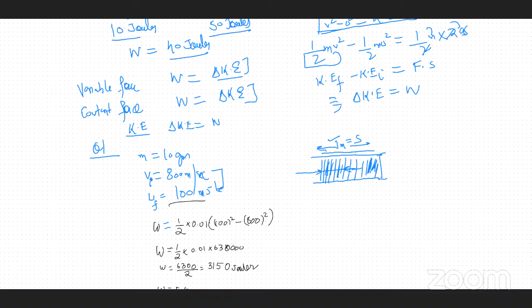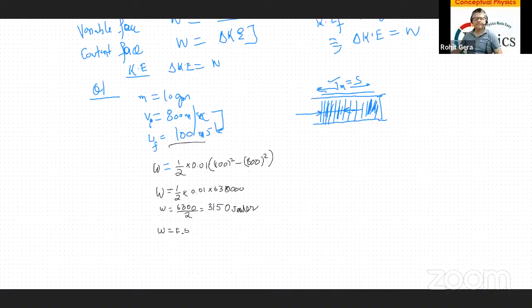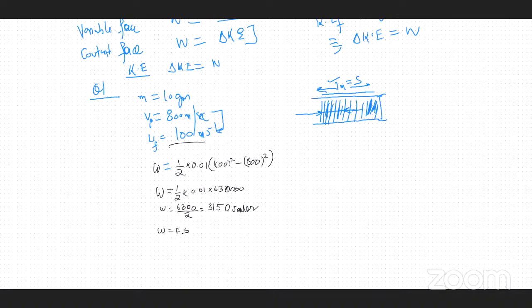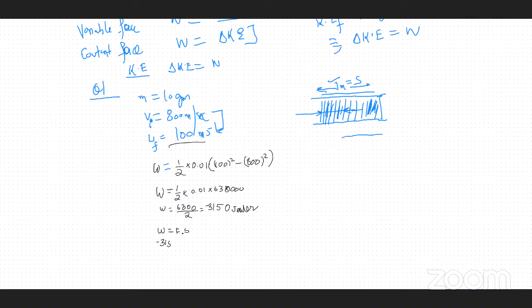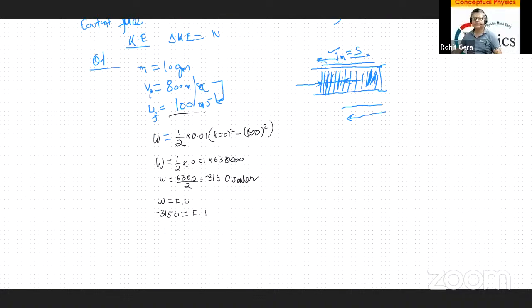The force would be 1 meter. Sorry, 3150 Newton. A negative sign came in the force. Yes, it is negative. So it shows that it is opposite to displacement. Displacement is happening in this direction, and the frictional force acts like this. Got it? Yes, sir. So this force has impacted negatively, it has done work that reduced the kinetic energy. Okay?